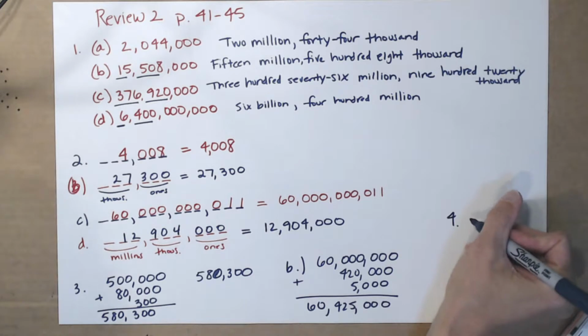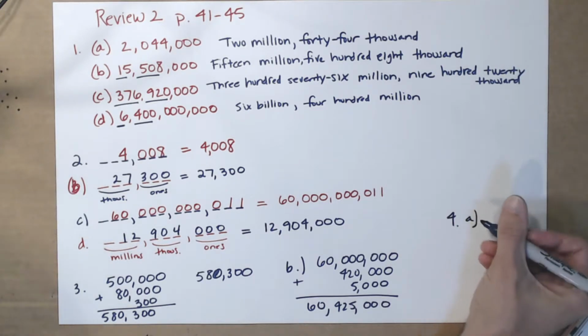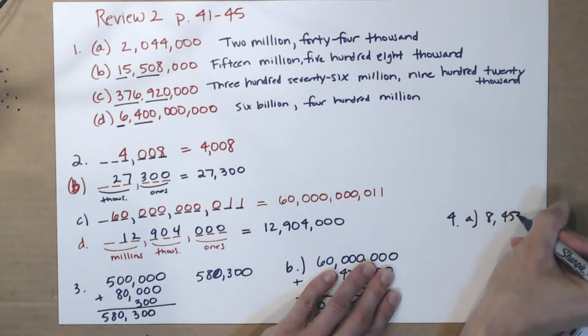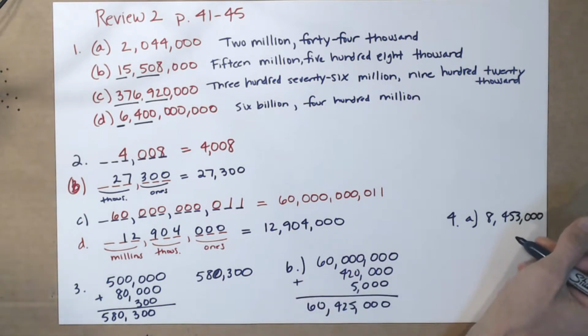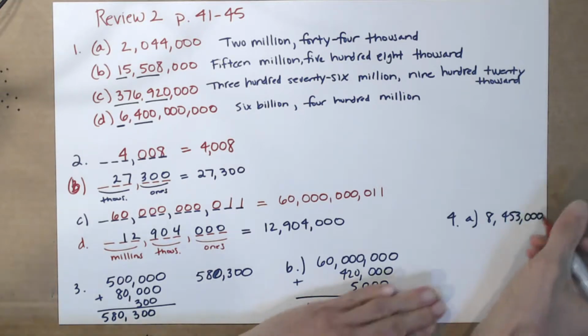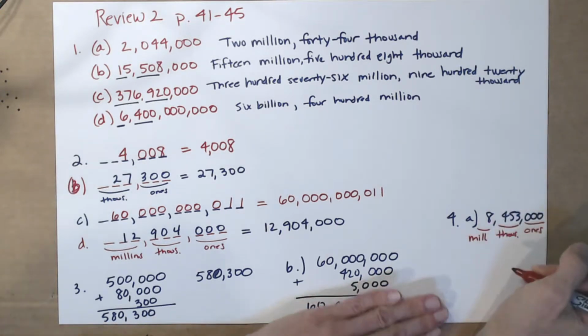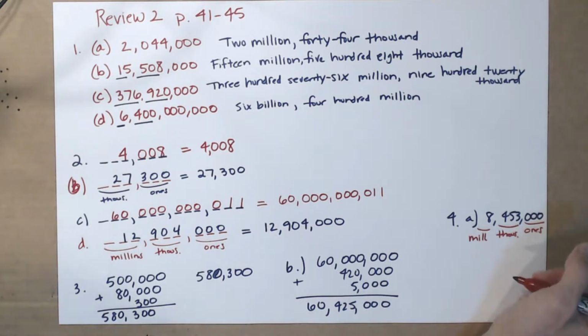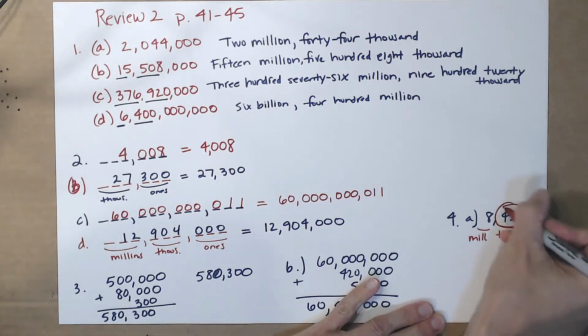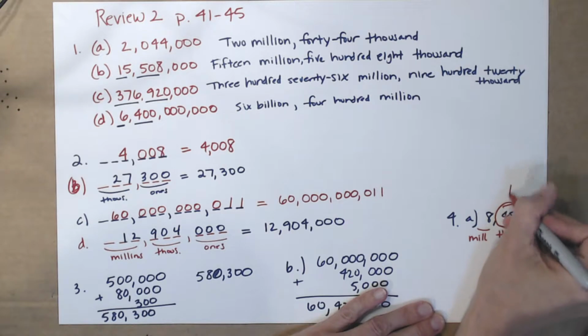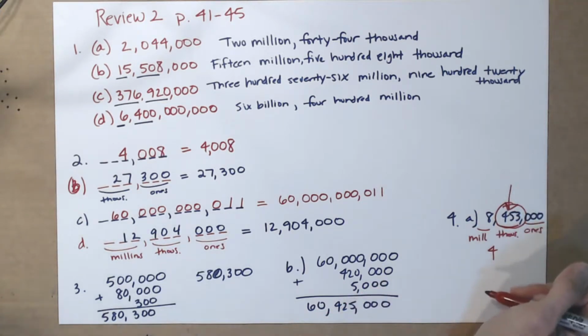Number 4A. In this number, 8,453,000. The digit blank is in the hundred thousands place. So let's just label our families here. We have the ones family, the thousands family, and the millions family. And they want to know which digit is in the hundred thousands. So if these are our thousands, we have the 1,000s, the 10,000s, and the 100,000s. So the digit 4 is in the 100,000s place.